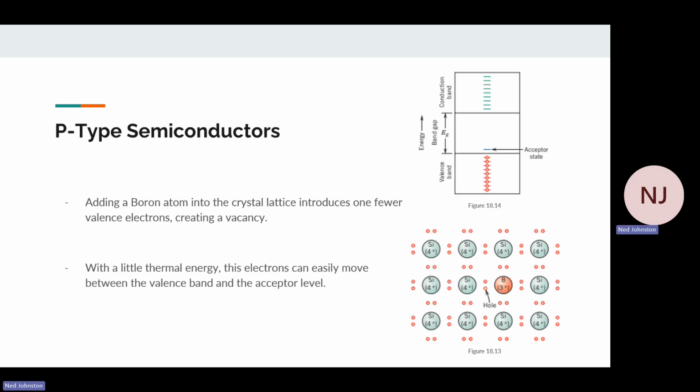There's another type of semiconductor, and it's called P-type. To make P-type silicon, you can add a small number of atoms, say boron. Boron fits right into the lattice, but brings with it one fewer valence electron than silicon. So it creates a vacancy just above the valence band. And with a bit of thermal energy, electrons can jump out of the valence band, leaving behind more vacancies. It is this behavior that is responsible for the carrying of current in P-type semiconductors.